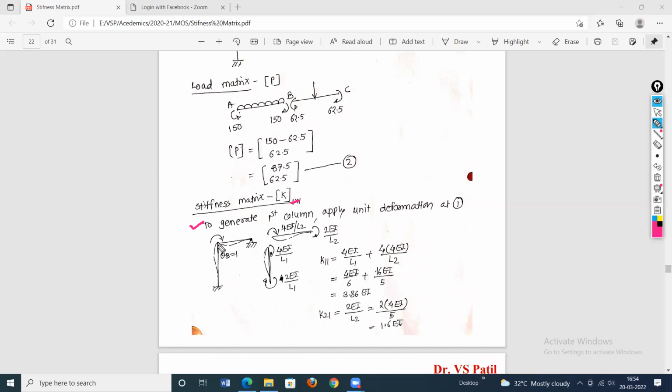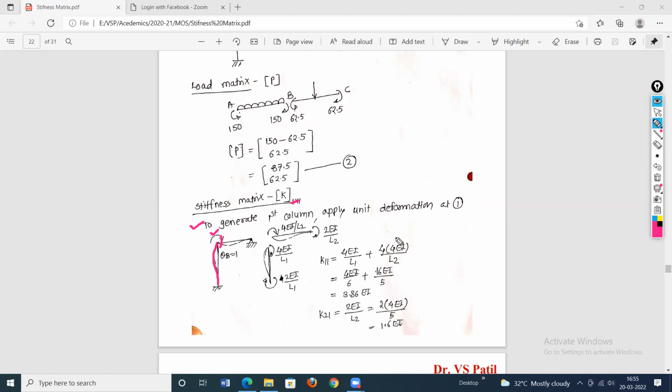Okay, now this is our frame, and this is coordinate number 1. Coordinate number 1 is a rotational movement which is clockwise. So at B support, apply the clockwise movement. B is common to both spans, so both spans will deform. This beam will deform in a downward direction. Then because of this clockwise movement, this will deform in this way.